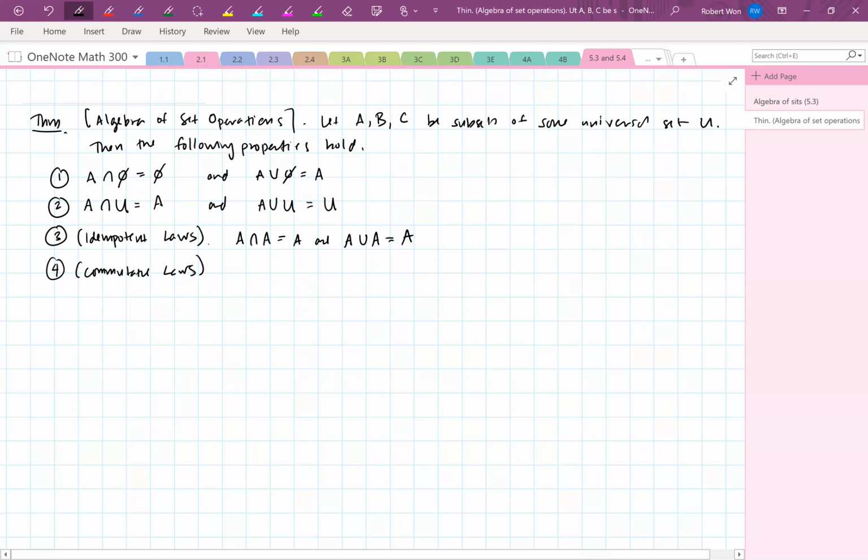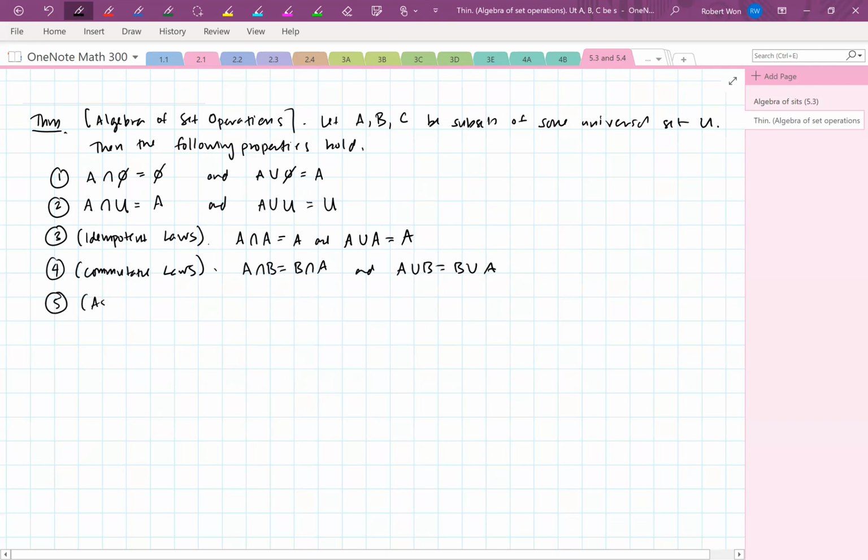Okay, 4, commutative laws. Hopefully you can guess what this means. This says that set intersection and set union are commutative operations. If you take A intersect B, it's the same thing as B intersect A. If you take A union B, it's the same thing as B union A.